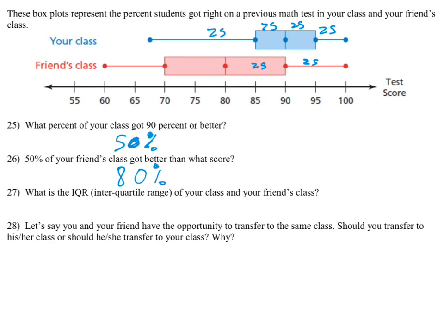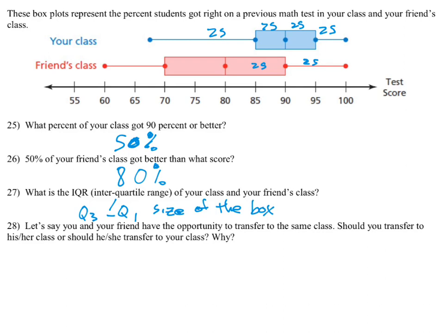Okay. And then we got 27 here, which is talking about IQR, which is interquartile range. Interquartile range is pretty easy to get. All you have to do is figure out the range between the quartiles. This is just quartile 3 minus quartile 1. It's a really easy calculation to do. It's the size of the box, or how wide it is.